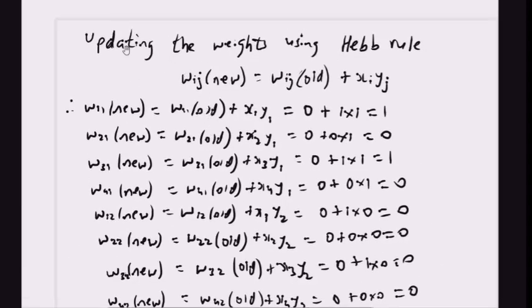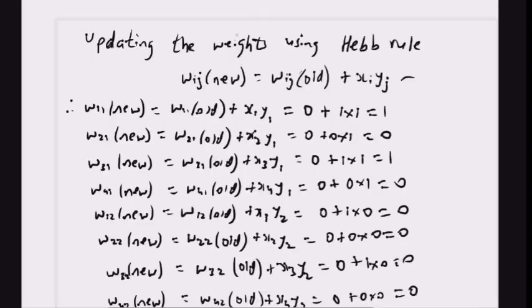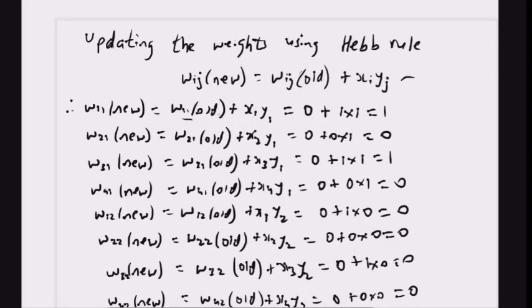When we start, we need to update the weights. Now this updation is done using Hebb rule. So what does Hebb rule say? Wij new is equal to Wij old plus Xi Yj. This is the rule. So we will do the training for adjusting all the weights w11, w21, and so on. The old values are all 0. So using these old values, we find the new values.